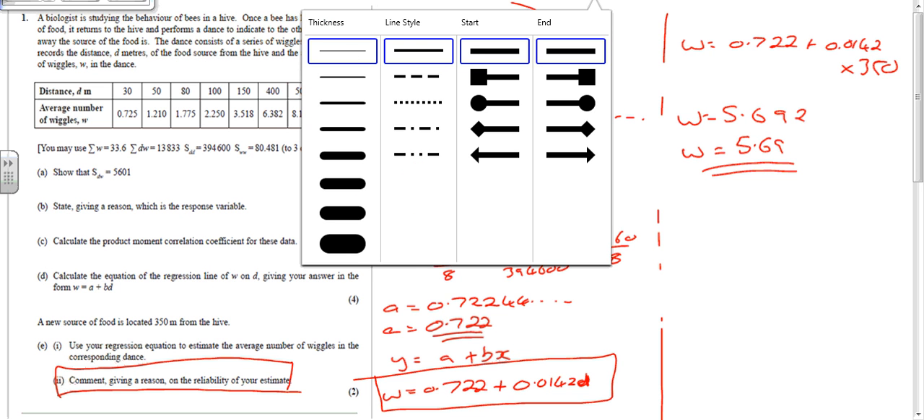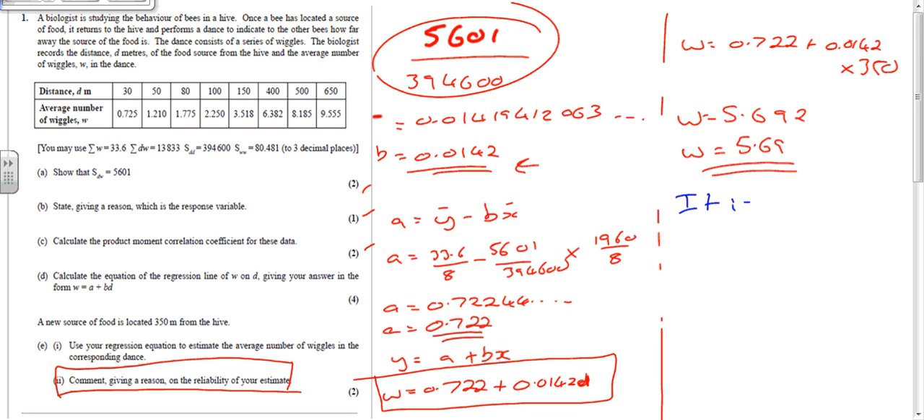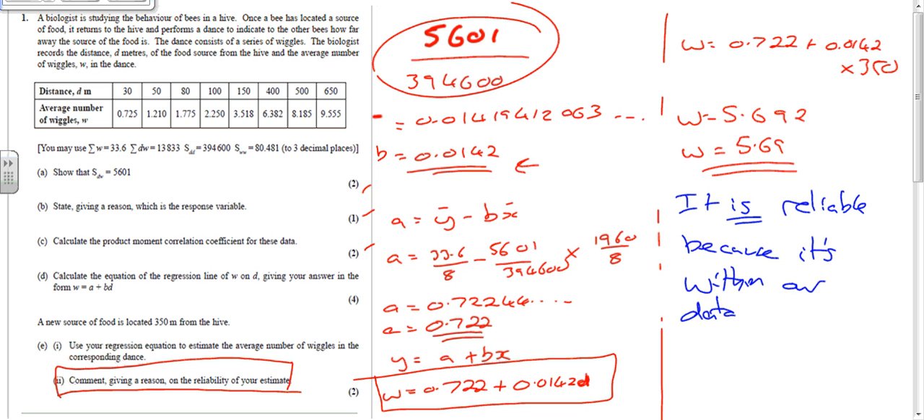So what we need to say there is that it is reliable because it's within our data range. And just in case that leaves any sort of ambiguity, therefore interpolation.